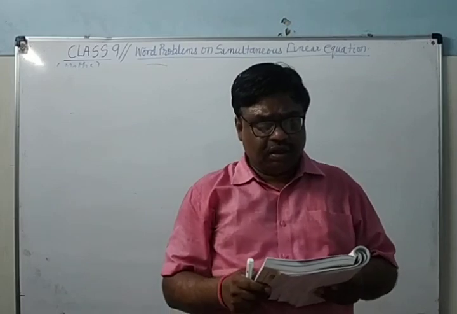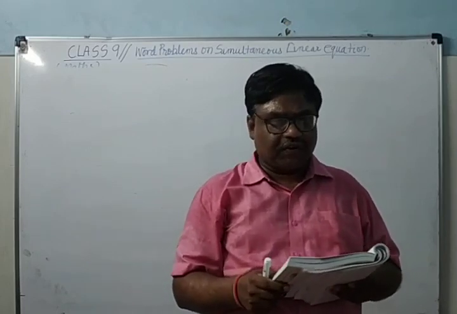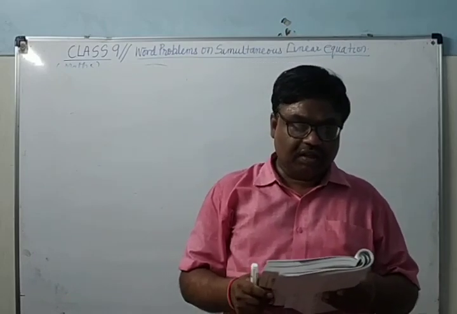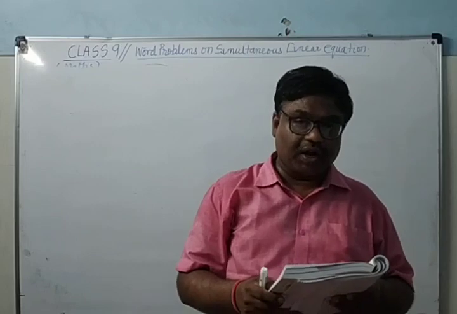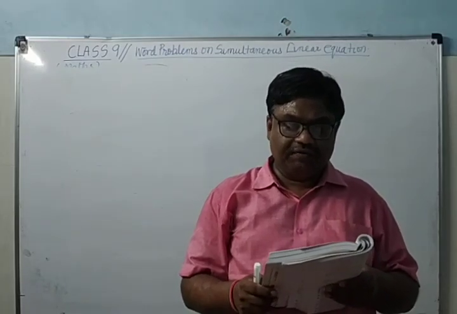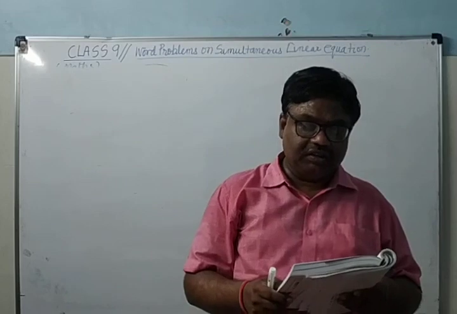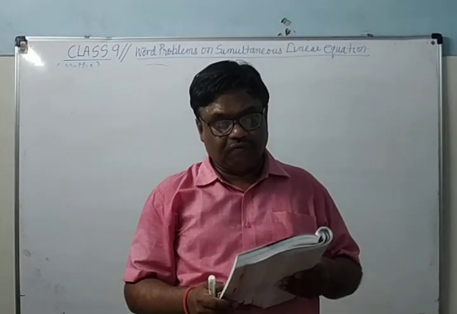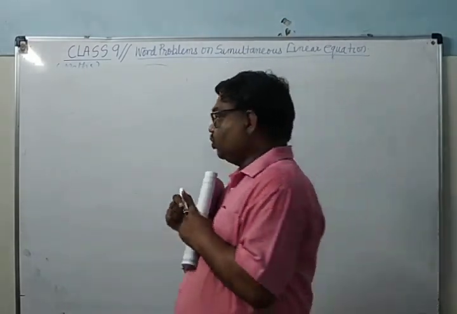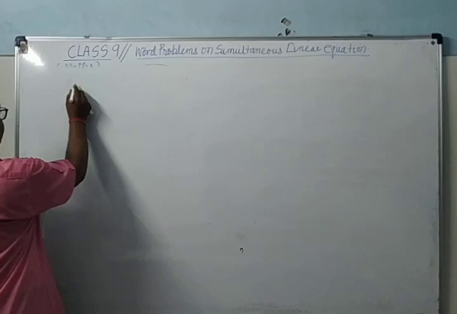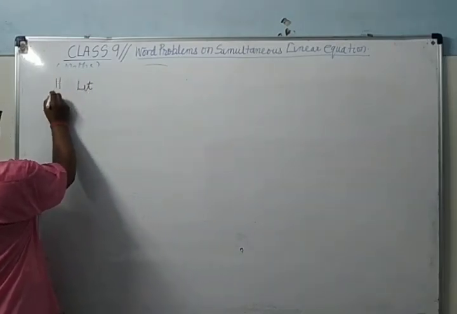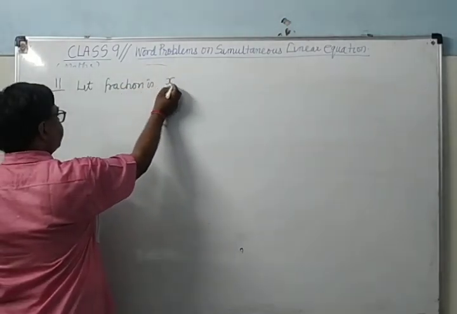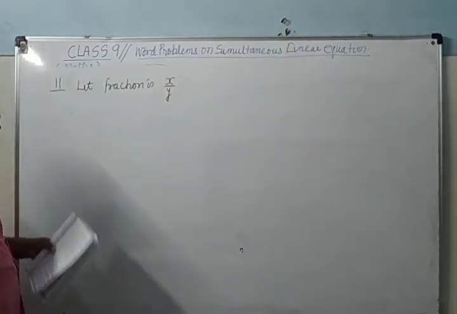I am reading. If the numerator of a certain fraction is increased by 2 and the denominator by 1, the fraction becomes equal to 5/8. And if the numerator and denominator are each diminished by 1, the fraction becomes equal to 1/2. Find the fraction. So you assume, let the fraction be x upon y. X is the numerator, y the denominator.